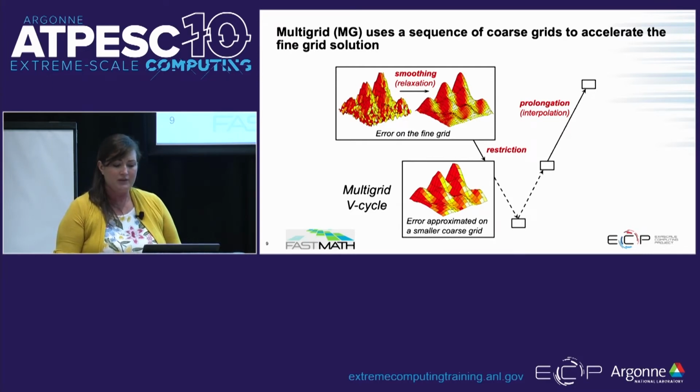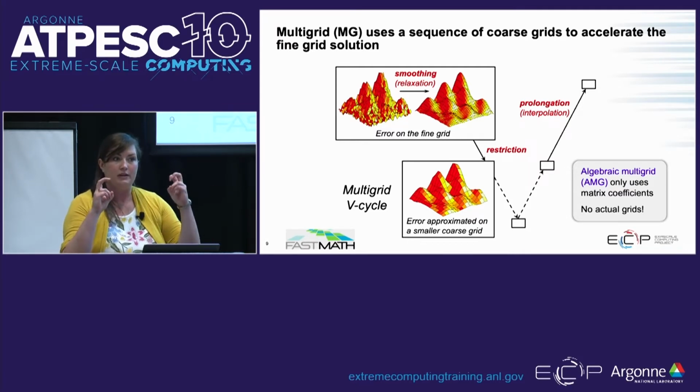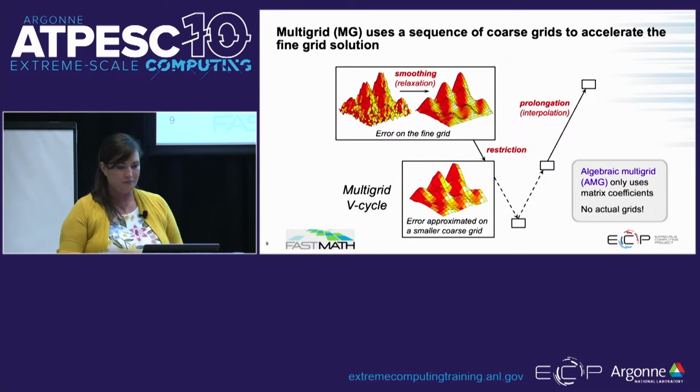So I've walked through this very much using a geometric picture, but we can do this in an algebraic sense, where we're only given a system of equations. Then algebraic multigrid does not rely on actual grids. It uses the fact that you have just a bunch of coefficients in a matrix, and it uses that information to build up our coarser grids, where we're now saying grids in air quotes.